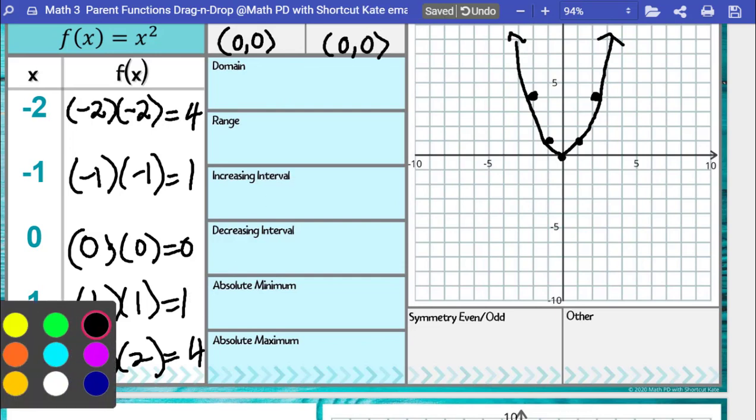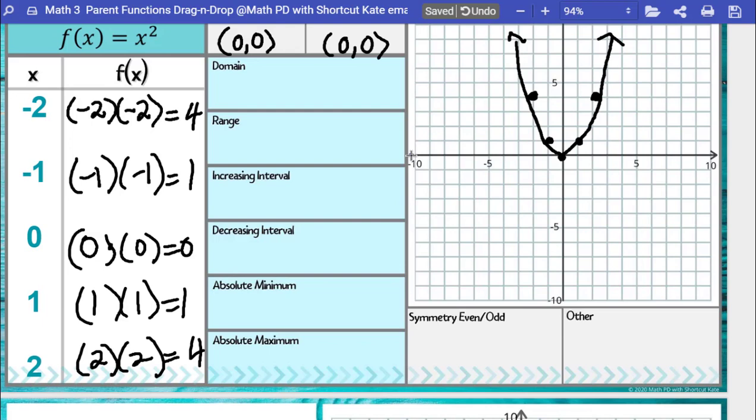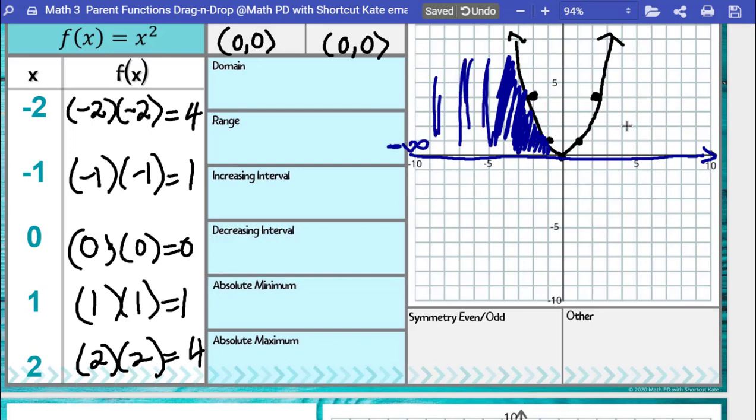Alrighty, and here we have domain again. So here's domain, we're looking at the x's. I'm going to start drawing little lines here, filling them in. Oh, there's an arrow, so I have to put a negative infinity value here because I could just keep going, like I'm doing. Positive infinity on the other side. And so again, we're going from negative infinity to infinity.